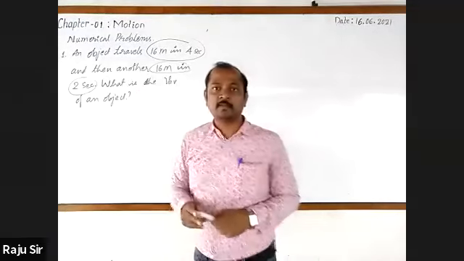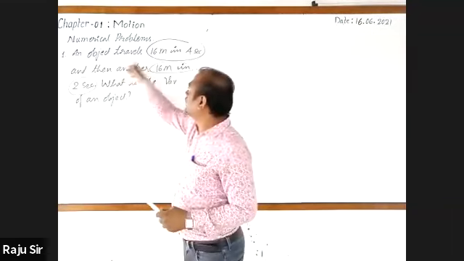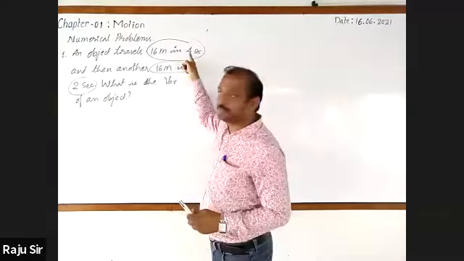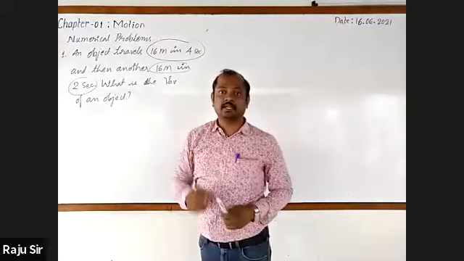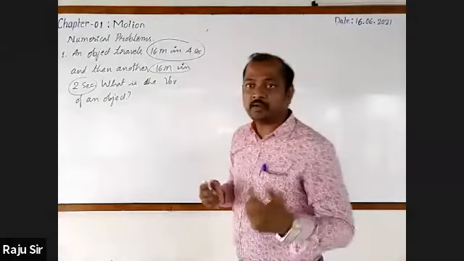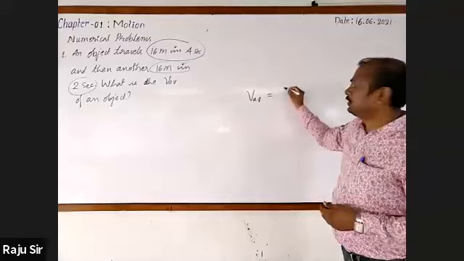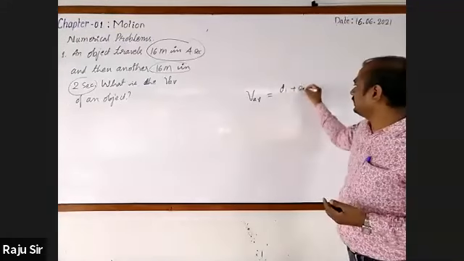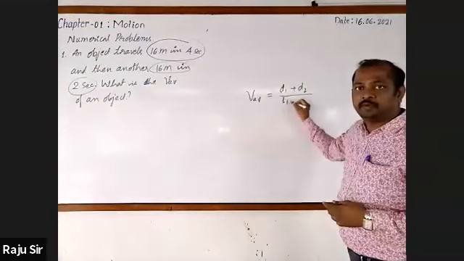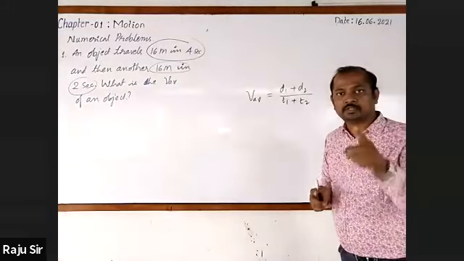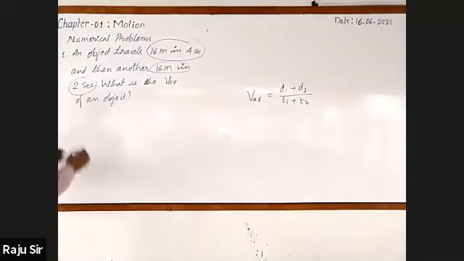Total, how many cases are there? There are 2 cases. One is it covers 16 meters in 4 seconds. Second one is again 16 meters in 2 seconds. Hence, we can go for using the formula. Average speed V_av is equal to total distance, 2 cases, D1 and D2, over time taken, T1 plus T2. Have you understood? Yes. Okay.